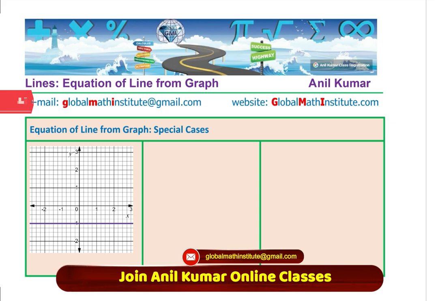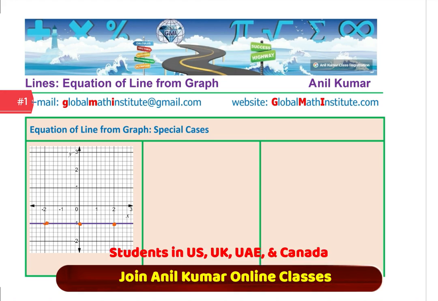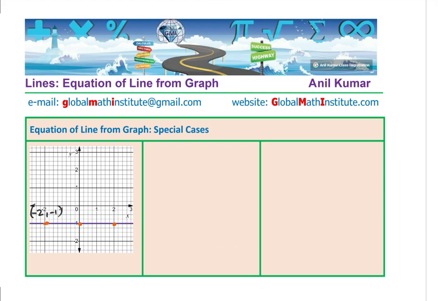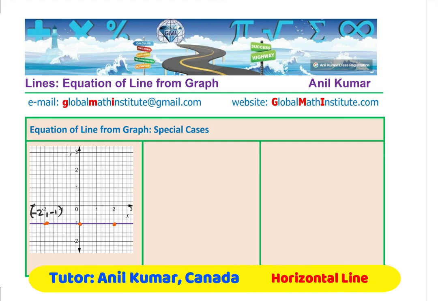Let's identify some points here, right? Let's say 1, 2, and 3. So I identified 3 points. Let's write down the coordinate values. For this point, the x value is minus 2, the y value is minus 1. So we have minus 2, minus 1. For this point, at 0, we have minus 1. And here, at 2, we have minus 1.